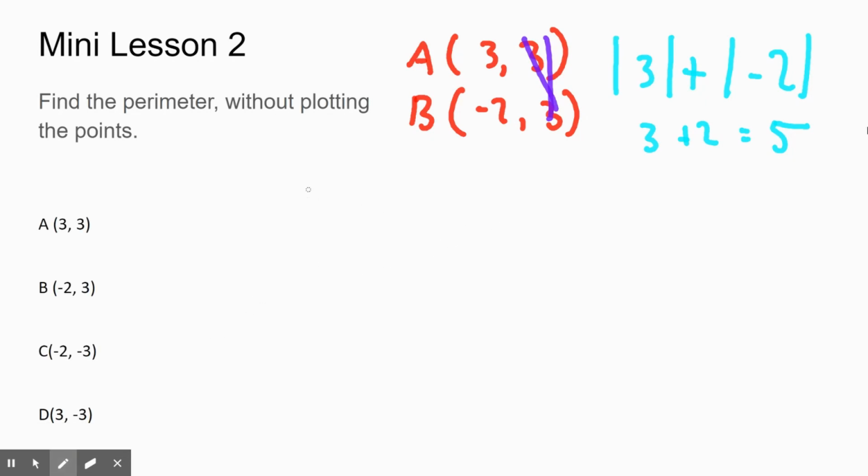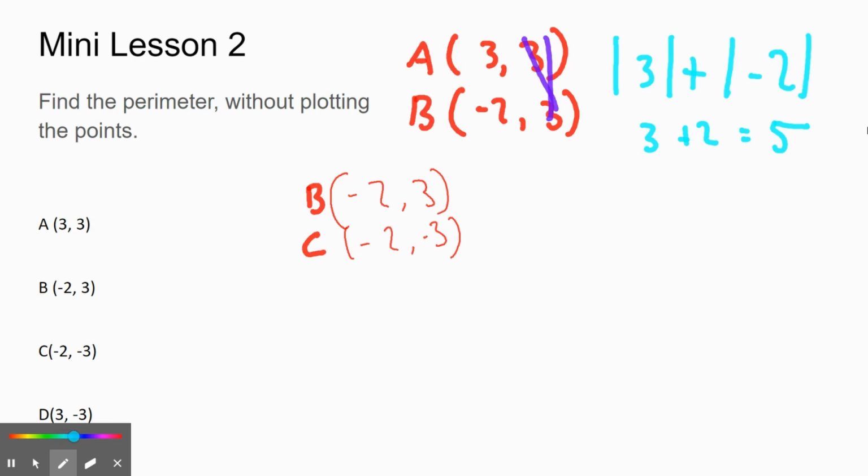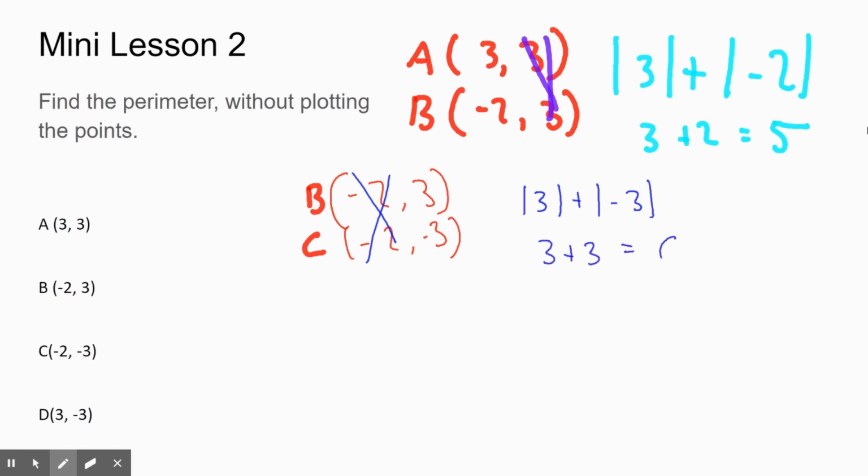We can do it again for B and C. Point B, we already know, is -2, 3. C is going to be -2, -3. And if we do the same thing that we just did, this time our x values are the same, so we're going to ignore them. We still have a positive and a negative value, so we're still going to add our absolute values. And when we take them, we get 3 plus 3, which is 6. We already know that because we know that this was supposed to be 6.